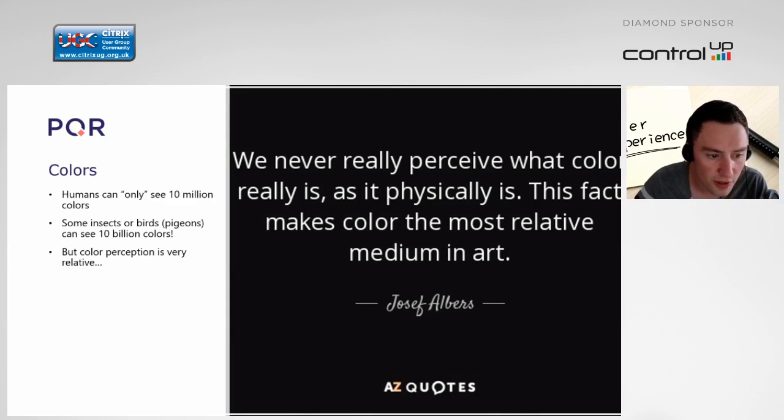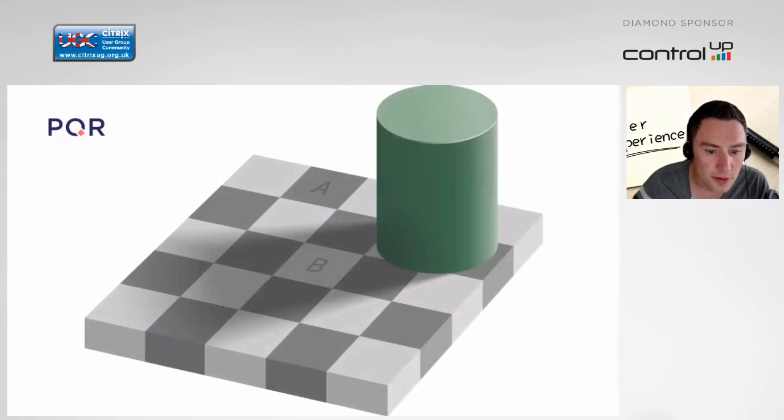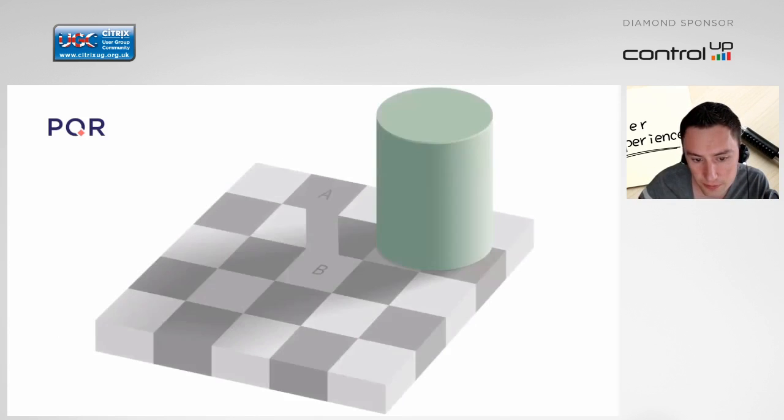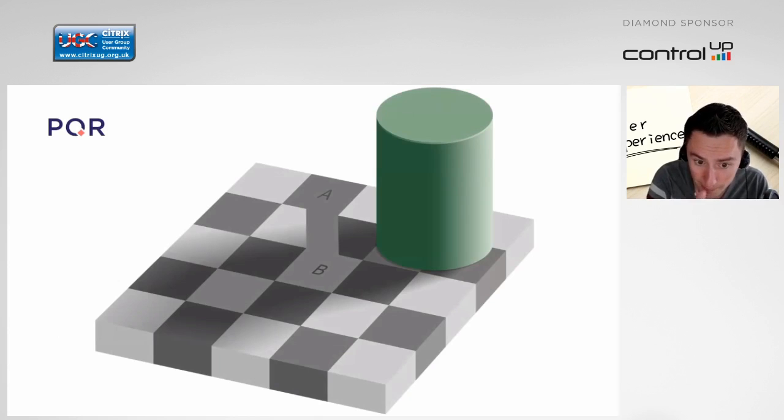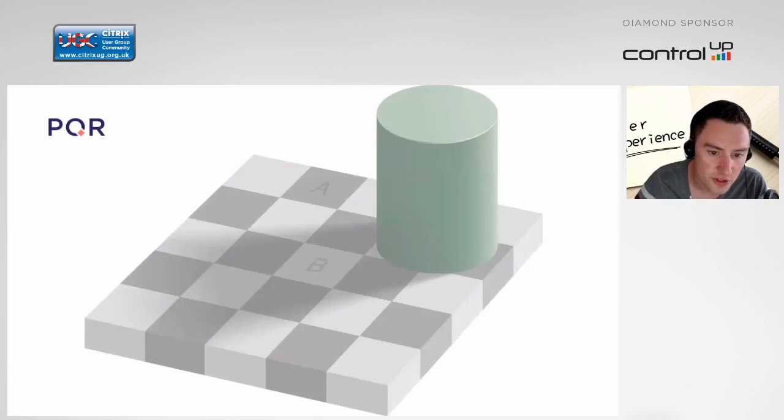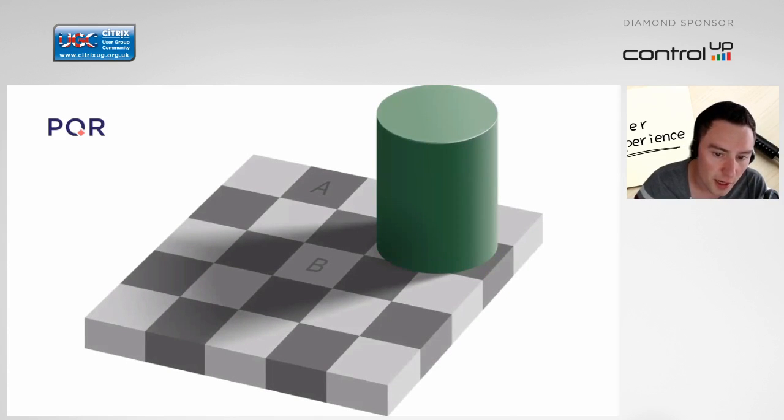But color perception is very relative. Here you have a checkerboard with the A and B blocks. Do you think the color of A and B are the same? They are. Funny, right? Our brain really tricks us into thinking there's a difference between A and B. That's due to the shadow which is cast over B, and also due to the checkerboard.